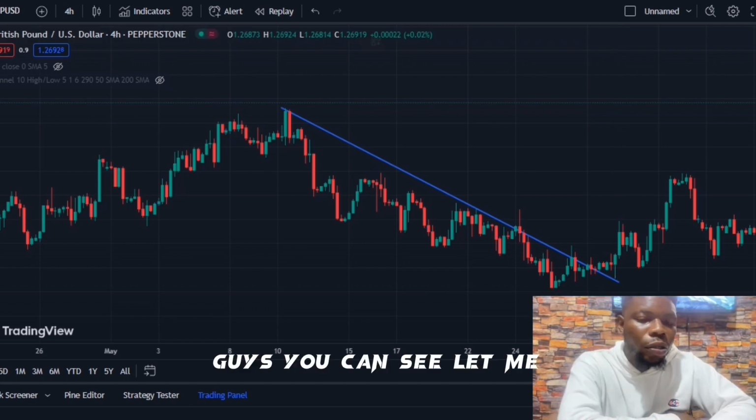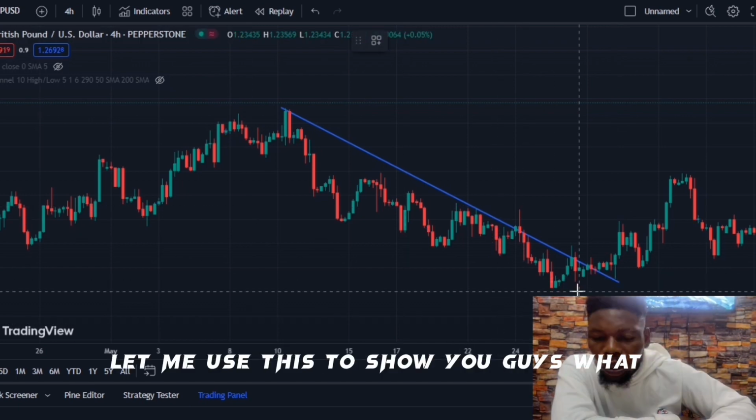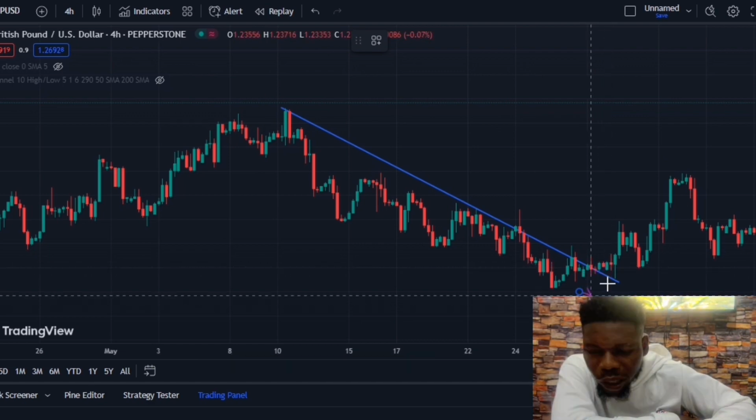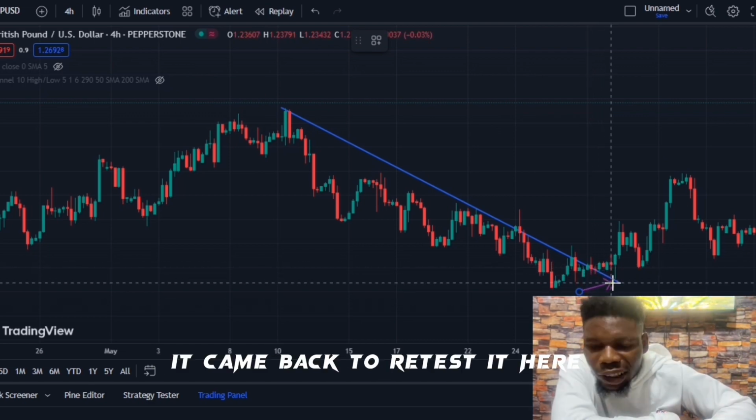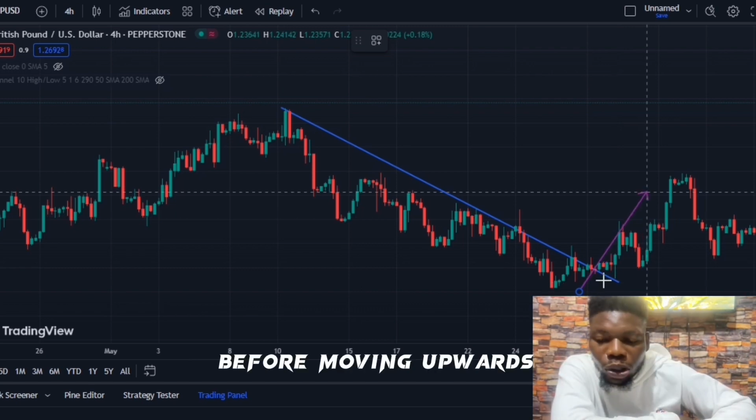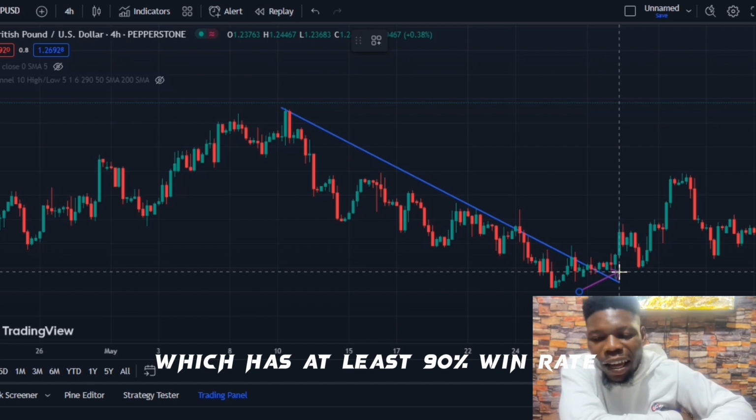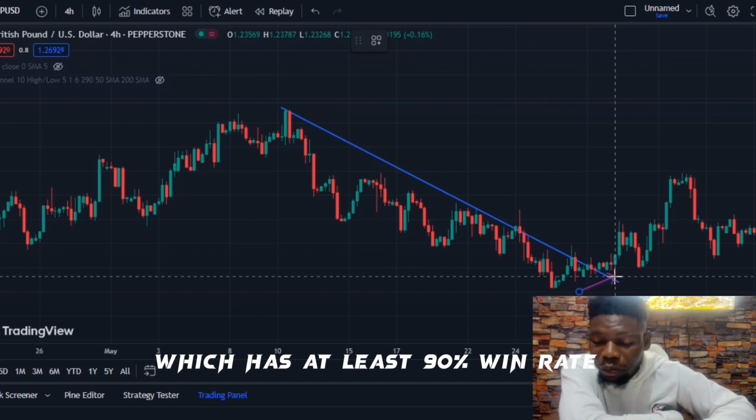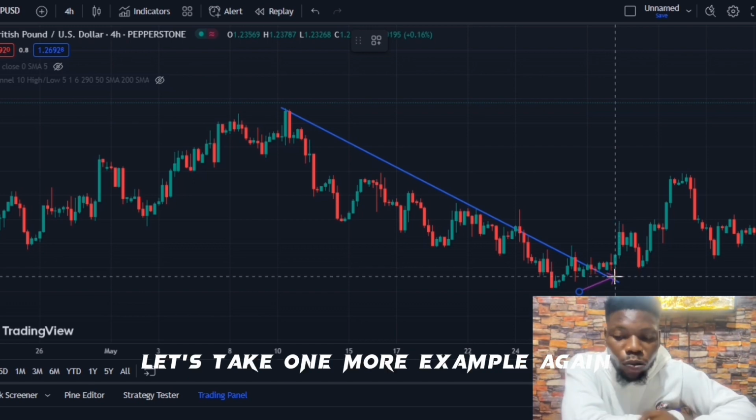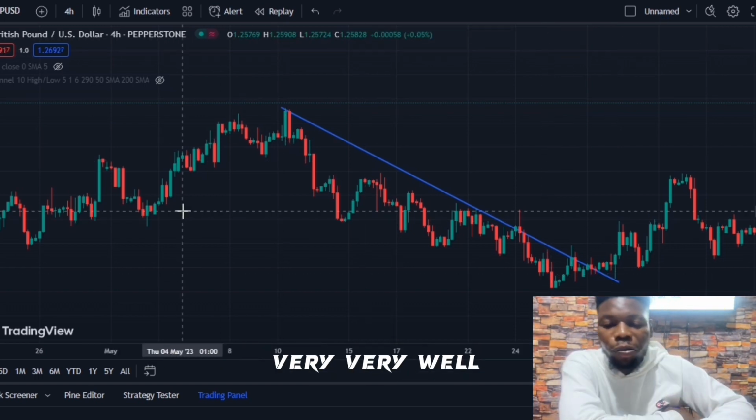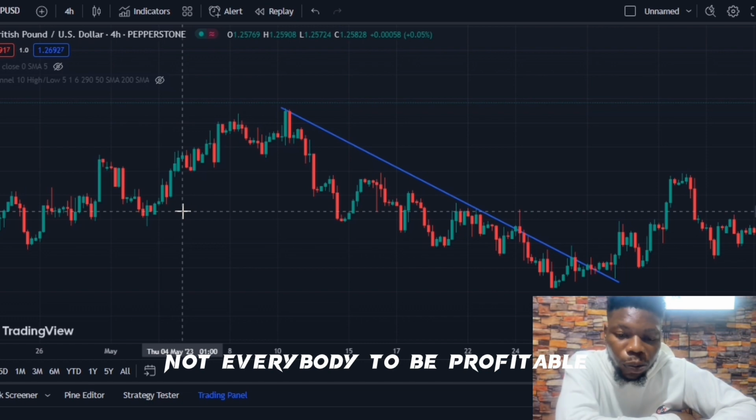Guys, you can see, let me use this to show you guys well. You can see the market came back to do what? To retest this zone. You can see it came back to retest it here before moving upward. This is a very accurate trade which has at least 90% win rate. You understand? Let's take one more example again, because I want you guys to understand this very well. I want everybody to be profitable in this market.